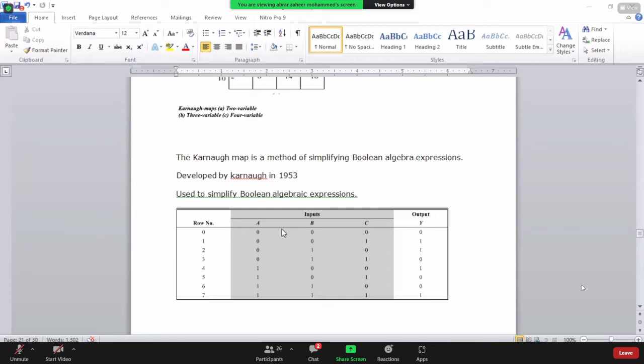We'll represent the truth table on the K-map. So how do we have to do this? We have to represent the truth table in the K-map. For the three variables, we'll have the three variable K-map. So here we'll draw the three variable K-map for this truth table.